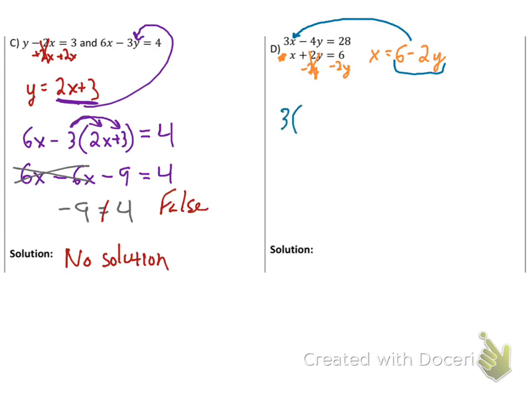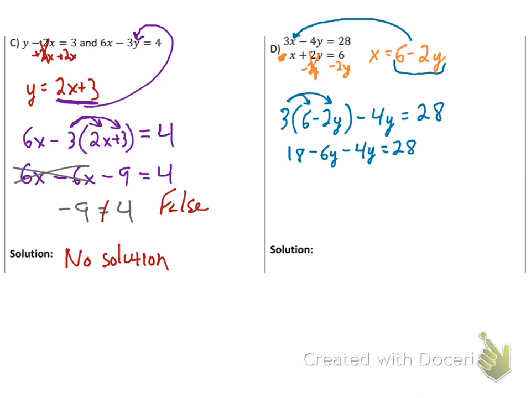So I'm going to take 3 times, I'm going to substitute in 6 minus 2y, minus 4y equals 28. Distribute the 3, so I'll get 18 minus 6y minus 4y equals 28. Combine like terms, 18 minus 10y equals 28. Subtract 18 from both sides. I'll get negative 10y equals 10. So y is going to equal -1.